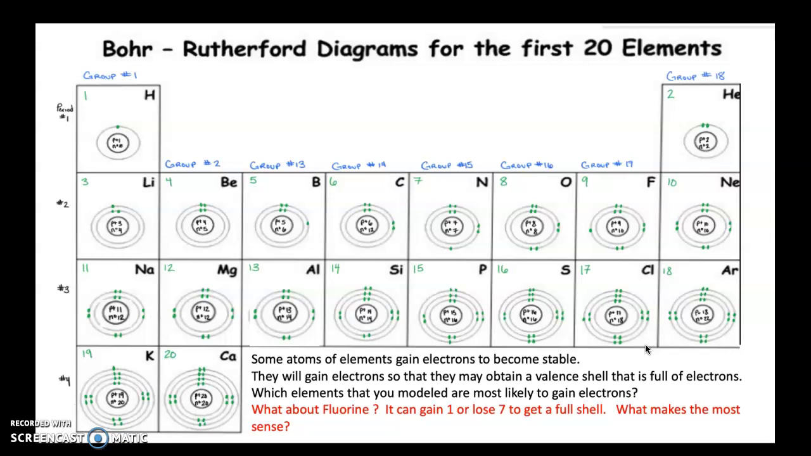It can gain 1 electron to get a full shell, or it can lose 7 electrons. Let's just have a look at fluorine right here for a second. Its outer valence shell has got 7 electrons. It can lose them, and if it does that, it's going to look a lot like helium, or it could gain 1 electron. And oddly enough, what's it going to look like?